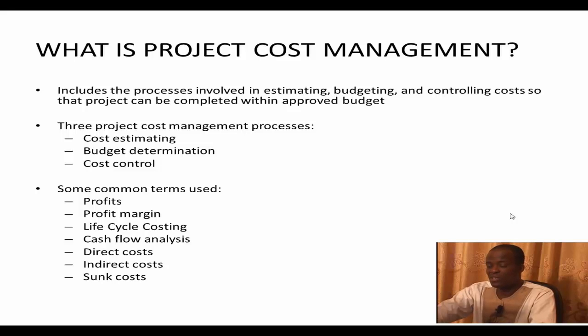Indirect costs are usually costs that you can't attribute to one particular project. You can attribute them to a couple of projects, but not to one particular project. And so it may be difficult to say that this project is incurring this cost or that cost.